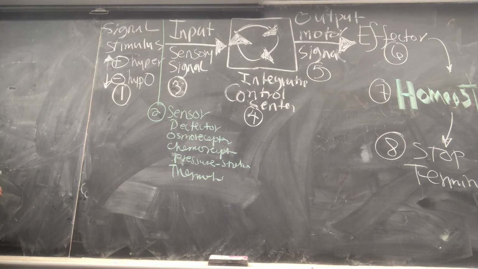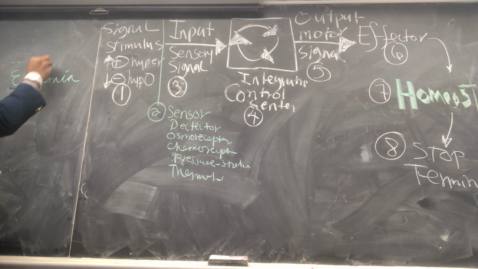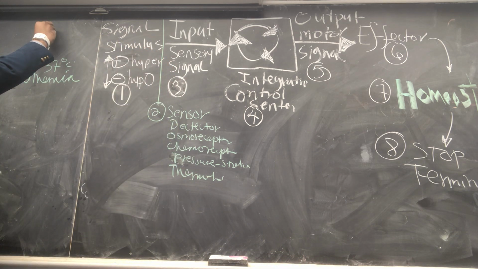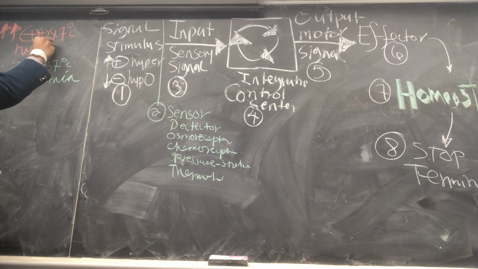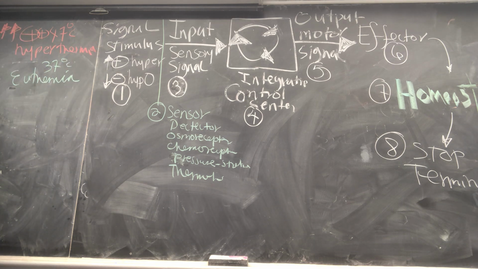Now we can tell our deviation. Our euthermia, where we belong, what is our euthermia? Our euthermia is 37 degrees Celsius. If we go up, that's red, that's hyper. If we now become 47 degrees Celsius, that's too high. That's hyperthermia, too high.